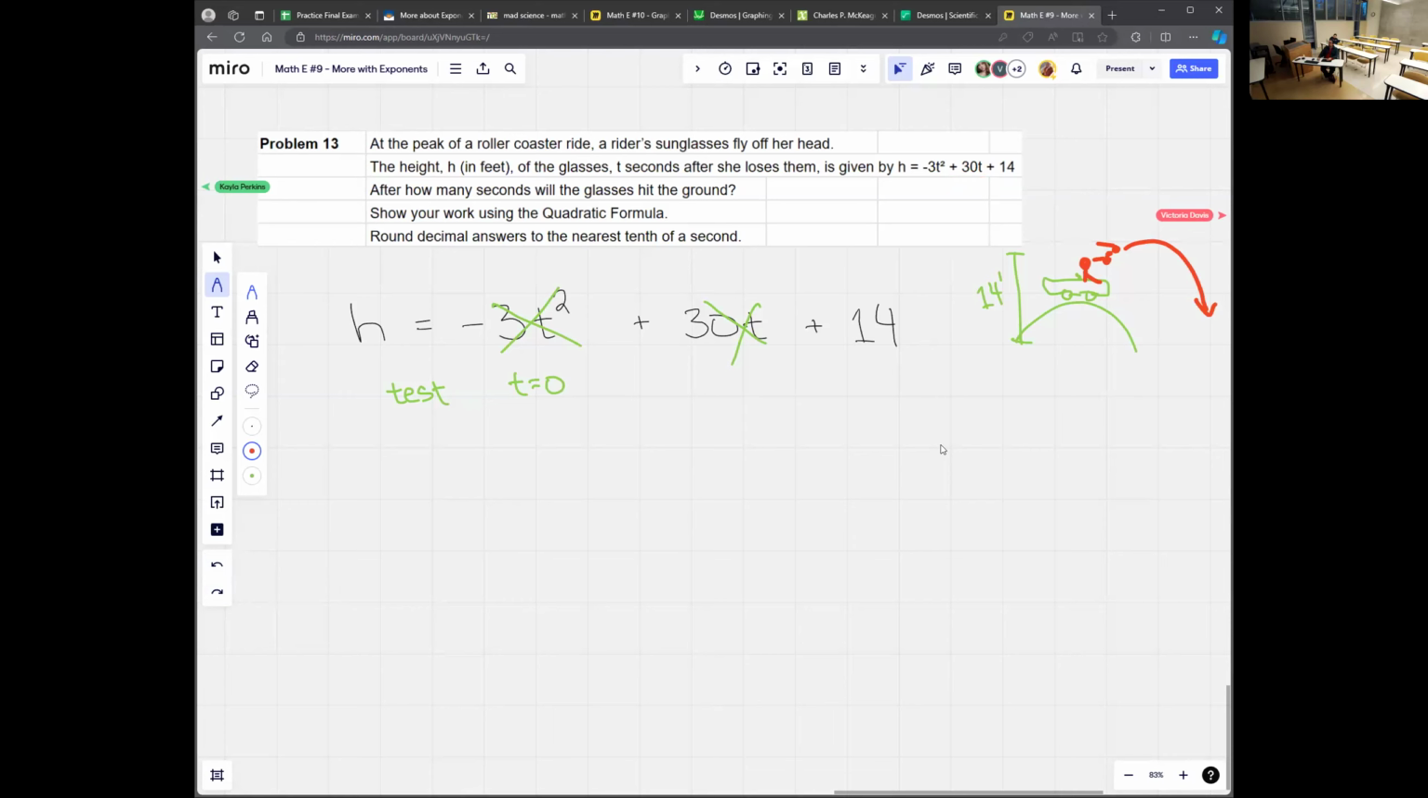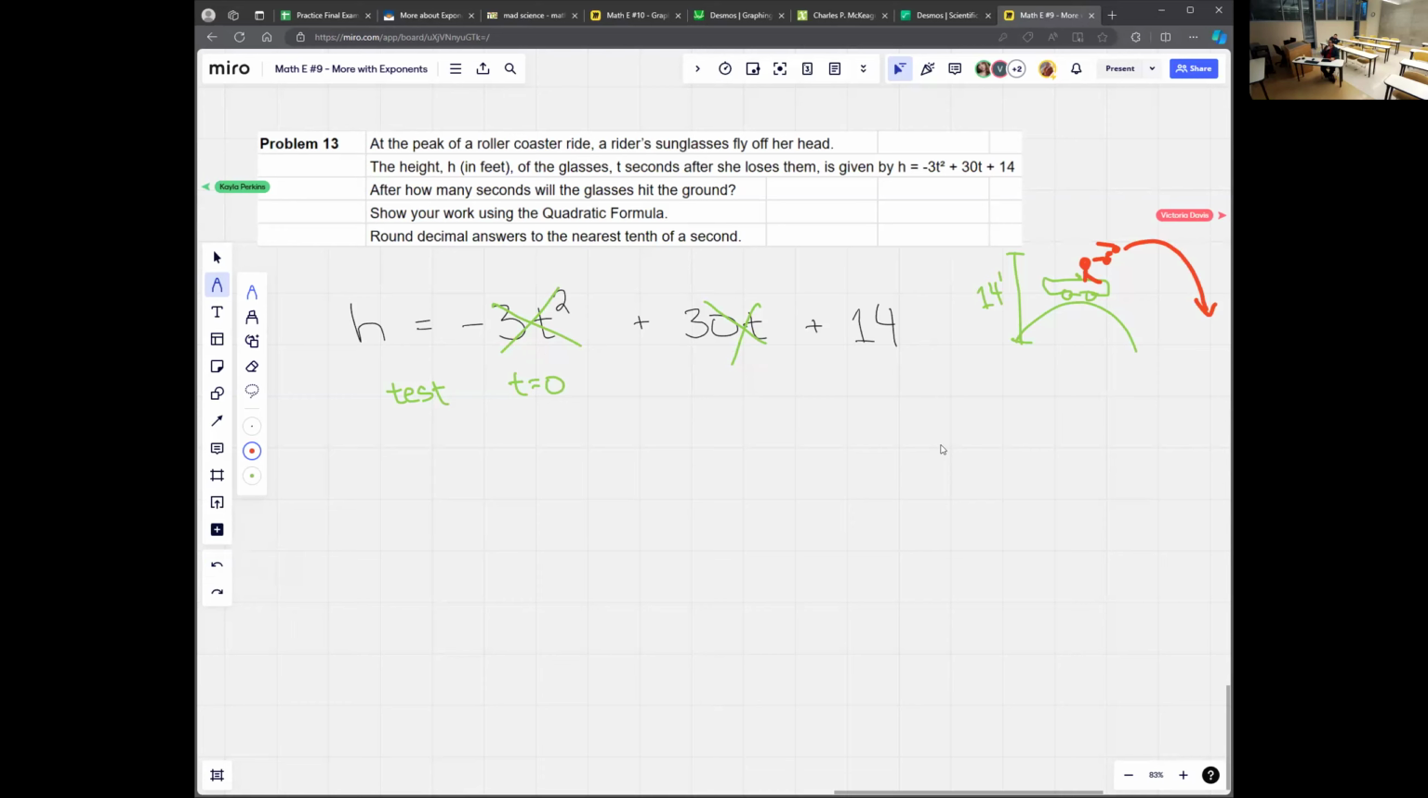The glasses get higher. If I put in t equals 1, then I'm going to get a minus 3 in this first term, but I'm going to get a plus 30 as well. So she's going upwards when her glasses fall off, and they keep going up even as the roller coaster pulls her down. So I've tried to make that true here, drawing the picture so it goes up a little before it goes down.